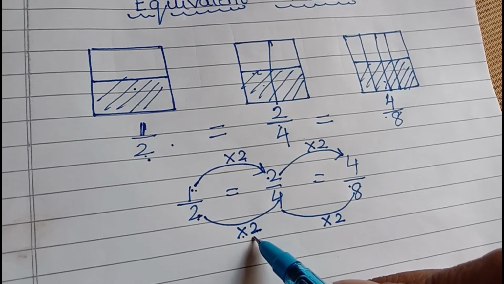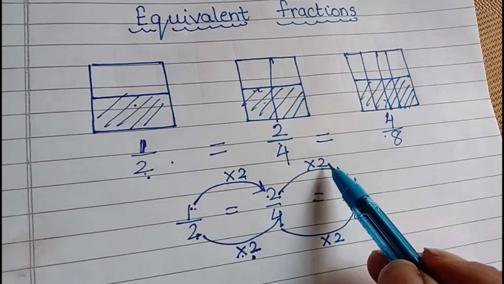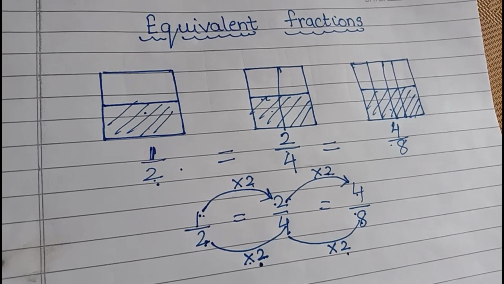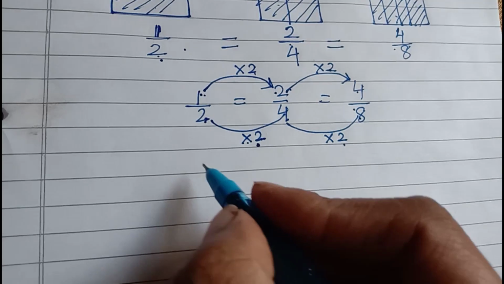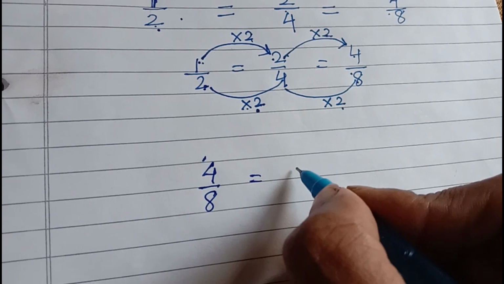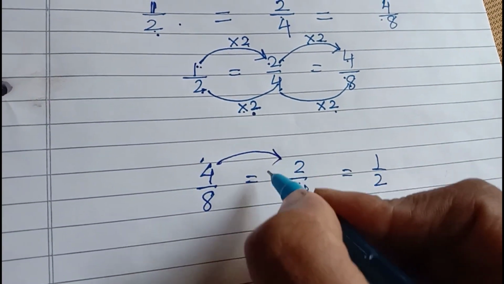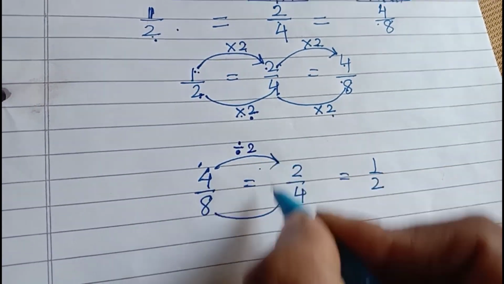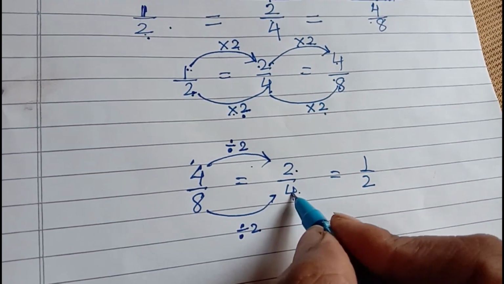So if you see this equation carefully, you will find that if you multiply both numerator and denominator with the same number, you get an equivalent fraction. Here also, if you multiply the numerator and denominator with the same number, you get an equivalent fraction. Clear? Now, if I do vice versa, means क्या? उल्टा करें. 4 by 8 equals 2 by 4 equals 1 by 2. And then we see the pattern. We will find that if you divide both numerator and denominator by 2, you will get 2 by 4.